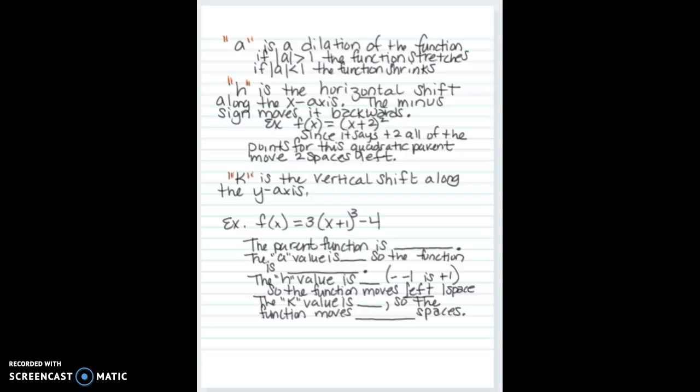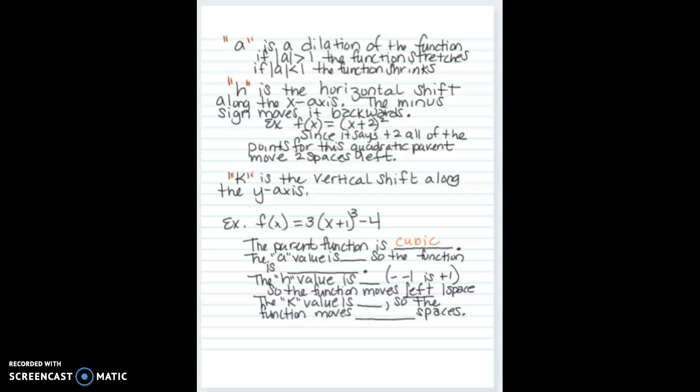An example here, in this example, will include many of our transformations that we talked about. Okay, first we want to see our function f of x equals 3 times the quantity of x plus 1 cubed minus 4. We want to identify the parent function. So the parent function is, and hopefully you said cubic.